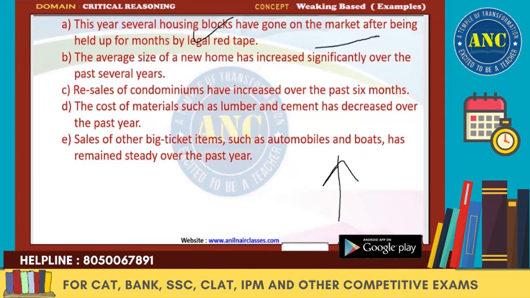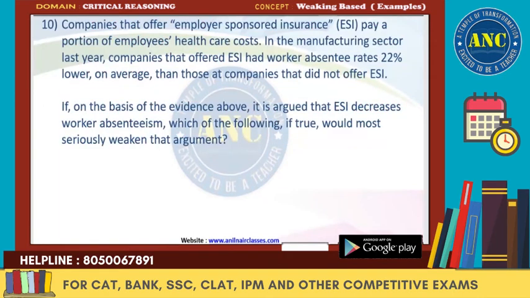How about option D? If materials cost less, it seems more likely that any decrease in new home construction could be attributed to the stated cause. And about E, sales of cars and boats are not related to the constructions of new homes.